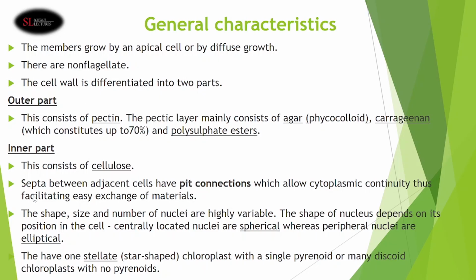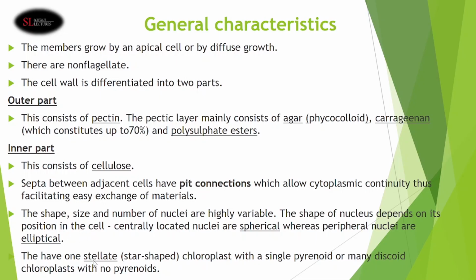Another characteristic is they have septa, and the septa have pit connections, and these pit connections allow continuous movement of the cytoplasm. So as the cytoplasm keeps on streaming, that enables exchange of materials. Then the shape, size, and number of their nuclei are highly variable. Some of them have the nucleus located within the center, and that nucleus is many times spherical, while others have their nucleus located within the periphery, and many times that nucleus is elliptical.